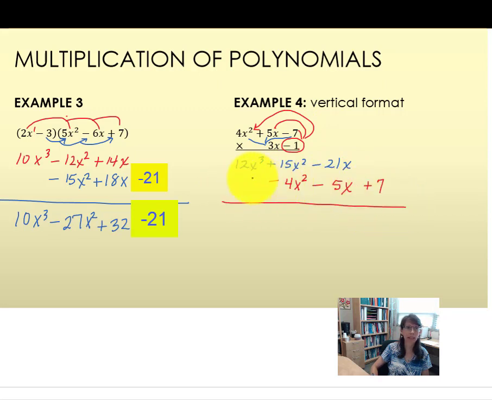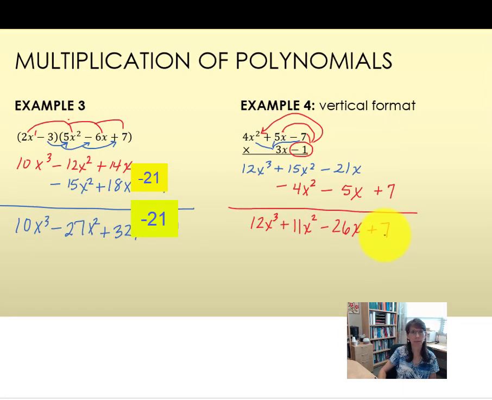So when I combine the like terms, I know that 12x cubed is the only cubed term. 15 take away 4 would be positive 11x squared. Negative 21 minus 5 would be minus 26x. And positive 7 is the only constant term. So automatically the terms are written from the highest to the lowest power.